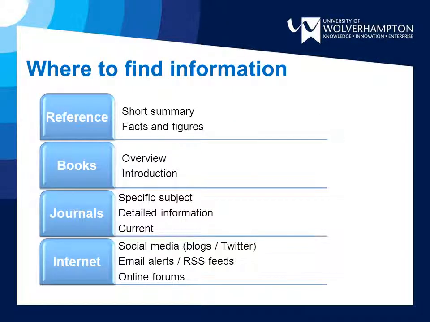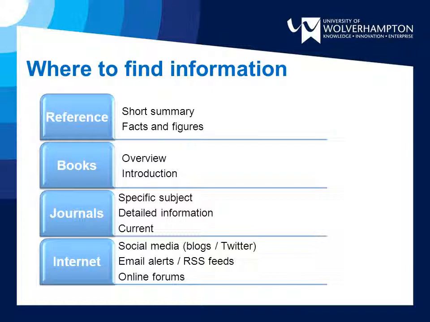Where to find information? Well, reference items such as encyclopedias will provide short summaries, facts and figures. Books offer a broad topic overview, discussion and introduction to a subject, and will make up the building blocks of your assignment. Journals are published far more frequently than books and are often where new research in your field first appears. They offer subject-specific information and contain detailed information and current thinking.